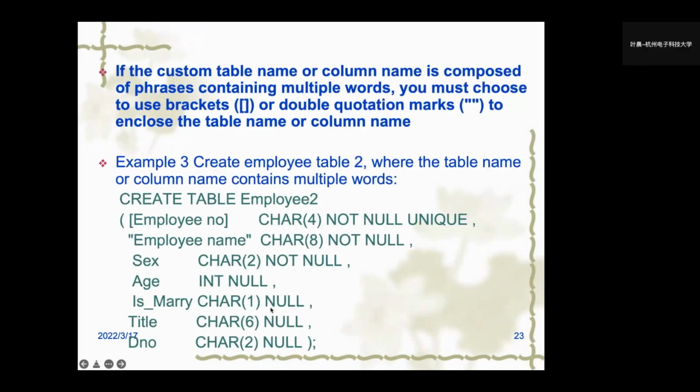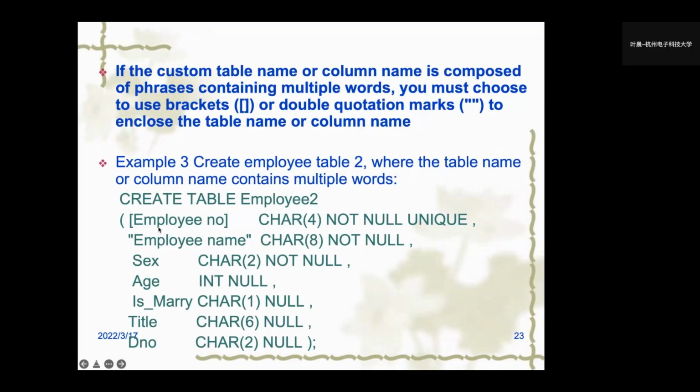So if the customer table name or the column name is composed of phrases containing multiple words, you may choose to use brackets or double quotation marks to encode the table name or the column name. For example, if you want to create an employee table 2 where the table name or column name contains multiple words, you can just use this one.